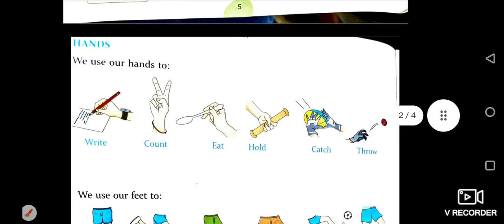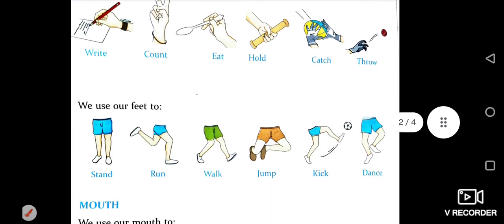Now next we are going to talk about some of the body parts in detail and what function they perform for us. First we are going to talk about our hands. Our hands help us to write, count, eat, hold, catch and throw. So these are some of the most common functions of our hands. If you can think of another function, then you can share it with me.